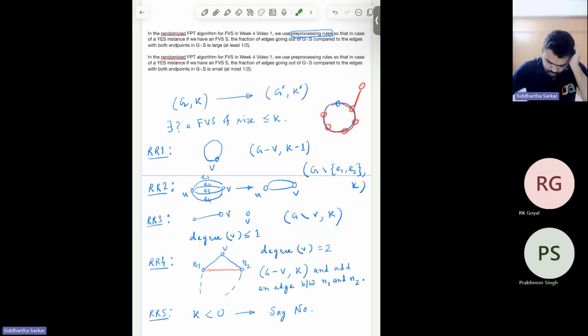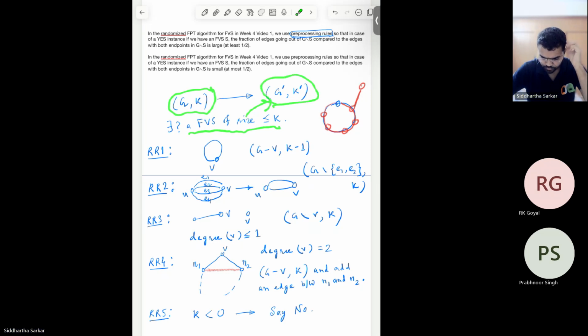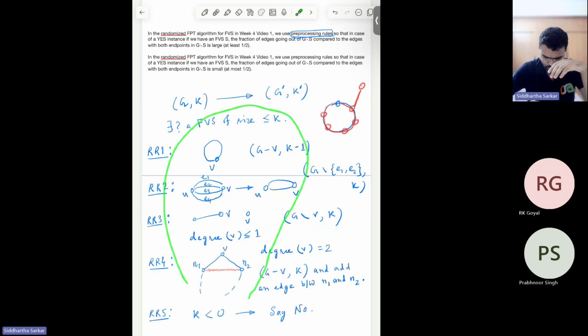So first thing was that we have this graph, and the question is whether there exists a feedback vertex set of size at most k, and we reduce it to a smaller graph. So certain vertices are deleted, certain edges are deleted, and there are so many rules to do this reduction.